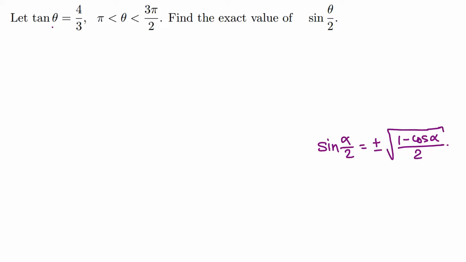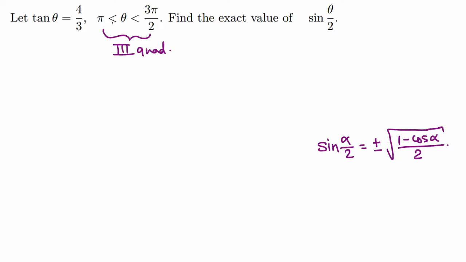Let tangent theta be 4 over 3, and theta is in between pi (180 degrees) and 3 pi over 2 (270 degrees). That means third quadrant. And we are asked to find the value of sine theta over 2.